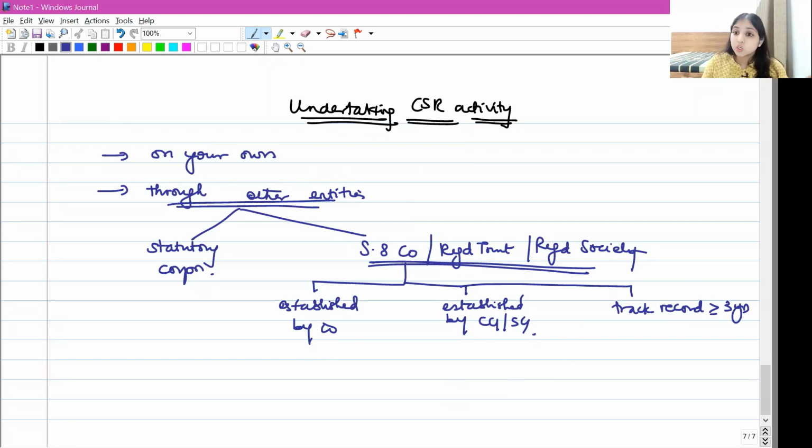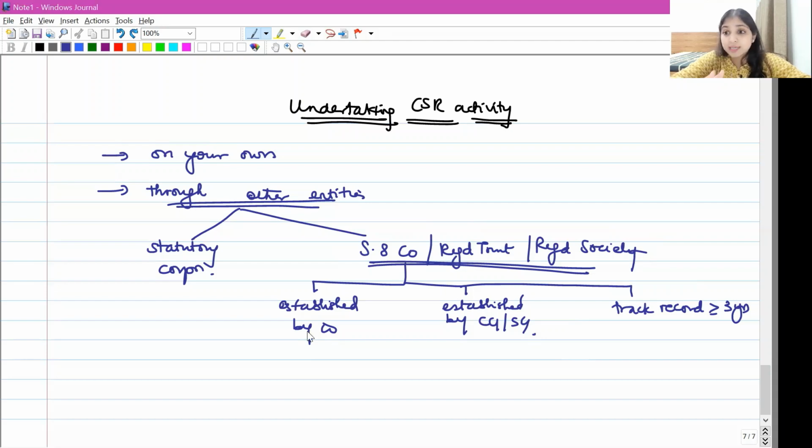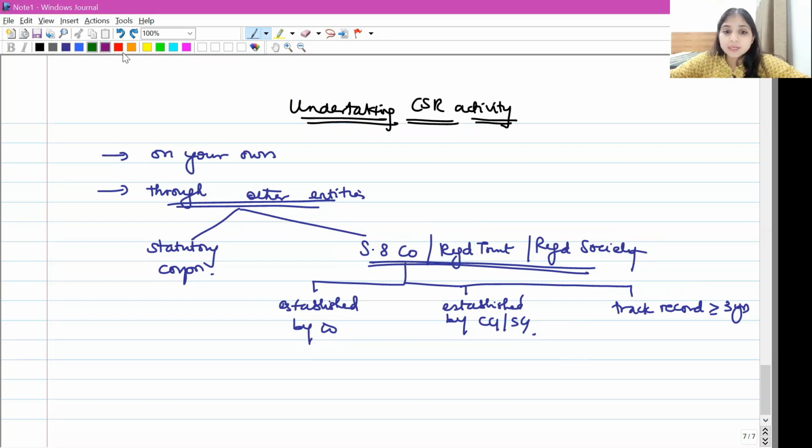Understood? Either do it on your own, or do it through a statutory corporation, or through a Section 8 company, through a registered trust, through a registered society. Which Section 8 company, which registered trust, which registered society? Either one which is established by the company itself, or one which is established by the government, or one which is having a track record of at least 3 years in doing similar activities. Okay, in case the company is going to give money to them, in case the company is going to do the CSR activities through them, then the board has two options.